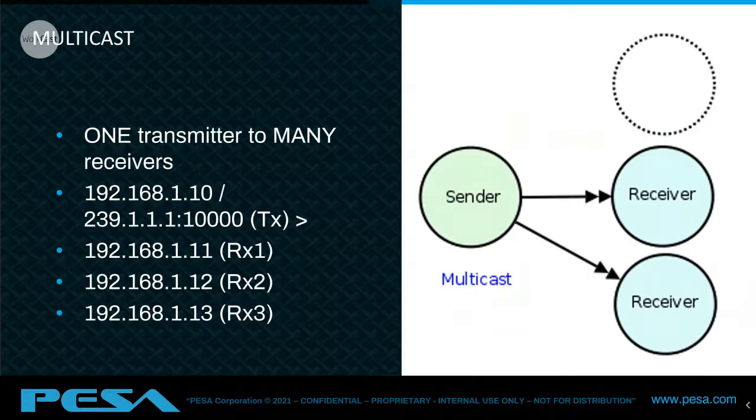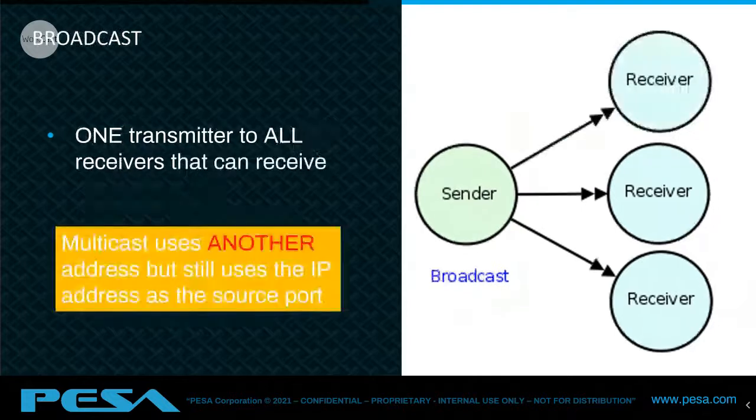So in this fashion, the receiver can listen to that multicast address even though they have different addresses within the subnet. In this case, I've picked out receivers 2 and 3, which are addresses 12 and 13, that are listening to 239.111 10,000. Multicast uses another address, but it uses the IP address of the source port. And this is the key thing to take away here. A lot of folks get this mixed up and think that the multicast address is the IP address. In fact, there are two pieces here.